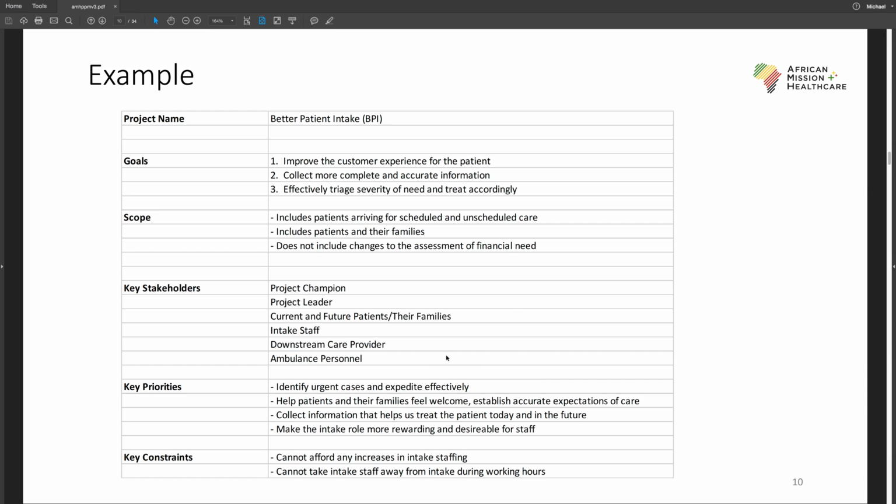The key priorities for this particular project were, clearly they didn't want to have any urgent case not get handled quickly enough. So that was a very important priority. They wanted the patients and their families to feel welcome and have accurate expectations for what was going to happen to them when they were at the facility.